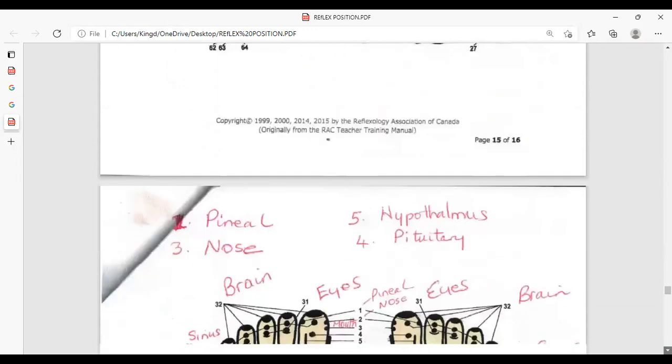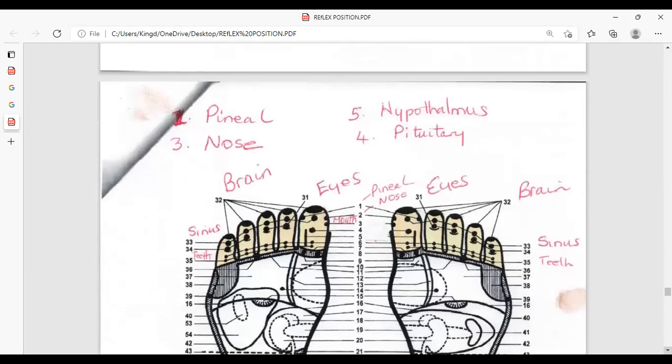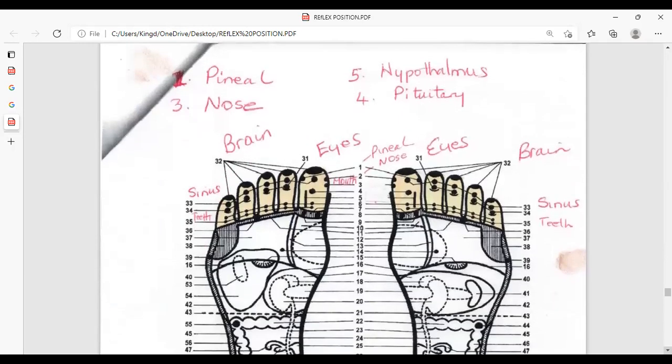It'd be amazing to know a person with aches and pains. And we would have seen this one already when we did a complete study on the areas in the toes: the pineal, the nose, the brain, hypothalamus, pituitary, the eye, the sinus, the teeth.